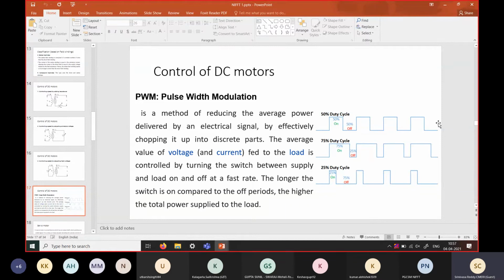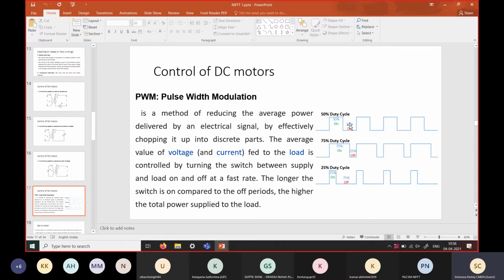In the same way, a 10% duty cycle will further reduce the voltage level. Like this, by continuously switching on and off, we can change the effective, average voltage. Here you can see in the second case it is 75% duty cycle. That means 75% of the time it is on and 25% of the time it is off.